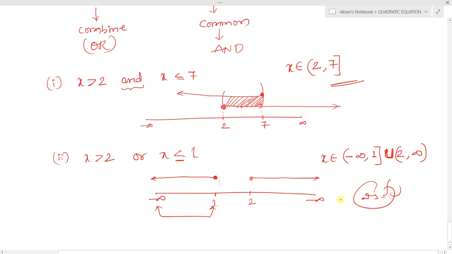In the next lecture, we will learn how to solve quadratic inequalities, an important concept we are going to discuss.